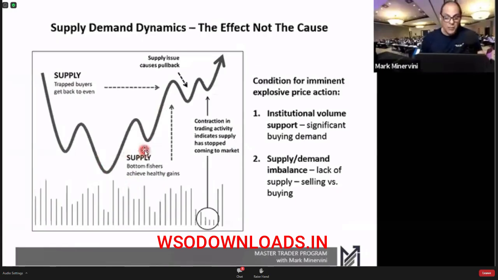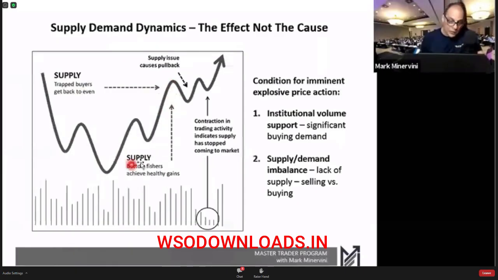So now as the stock comes back up the right side, you basically have supply from two groups of owners of the stock. You have the trapped buyers that are now seeing their stock come back near break even, or close to the price they paid, and they're potential sellers. And you have profits from the bottom fishers that have a nice profit as it comes up the right side. So those two sellers converge, and that causes the stock to come back down again.